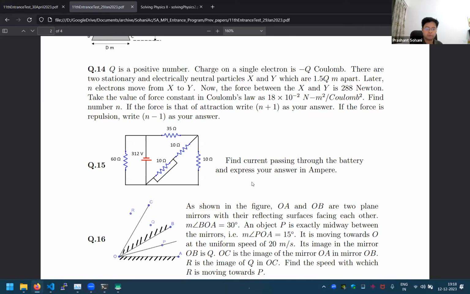So what about question 15? There is a circuit given, and we have to find the current passing through the battery. The most important principle of any question like this, and this is a general principle we should all remember, okay? Anytime you're trying to solve a question, you know the concept of equivalent resistance.